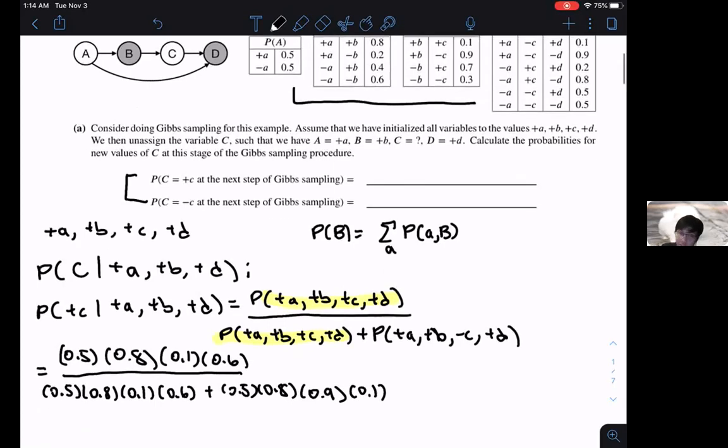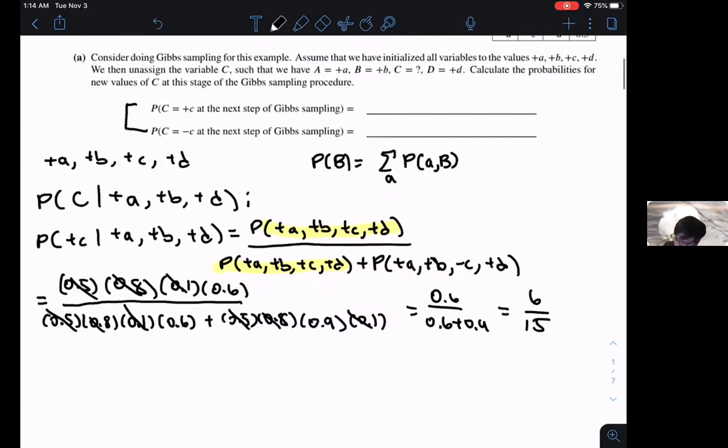And then here I can just cross out like terms. So 0.5, 0.8, 0.1 from each. And this is just equal to 0.6 over 0.6 plus 0.9, which is equal to 6 over 15, and that is going to be equal to 2/5. And so this is the probability of C equals plus c at the next step of Gibbs sampling, 2 over 5.